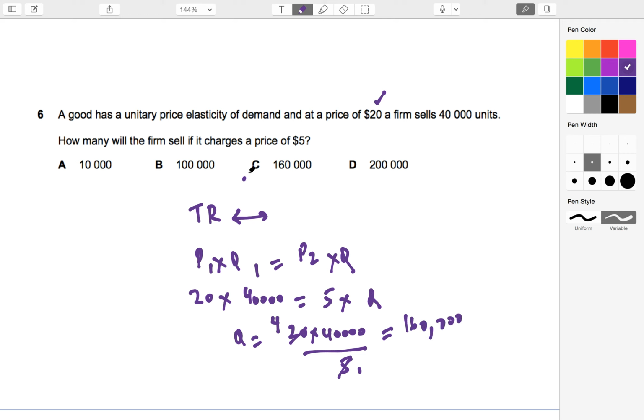So in these kinds of questions, don't use the formula, use this approach where the total revenue will remain unchanged. So for question number 6, the answer would be C.